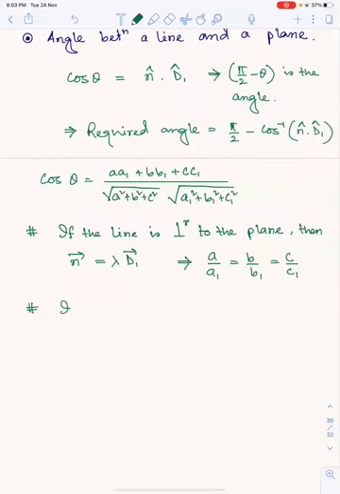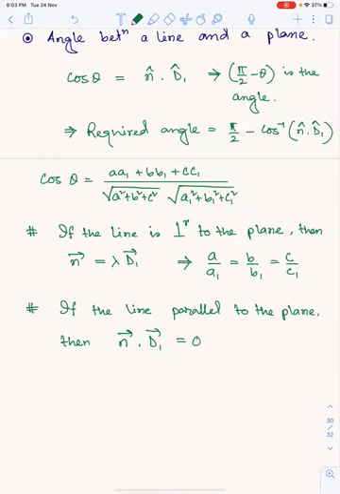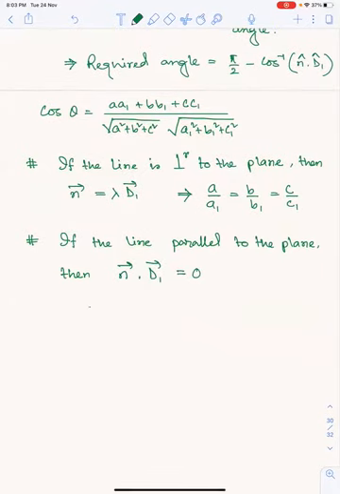But if we get the line parallel to the plane, or it might be possible the line is contained by the plane, in both occasions we'll have the n vector and d1 vector perpendicular to each other, hence their dot product will be 0. That is, as per Cartesian consideration, it will give us A a1 plus B b1 plus C c1 equals 0.